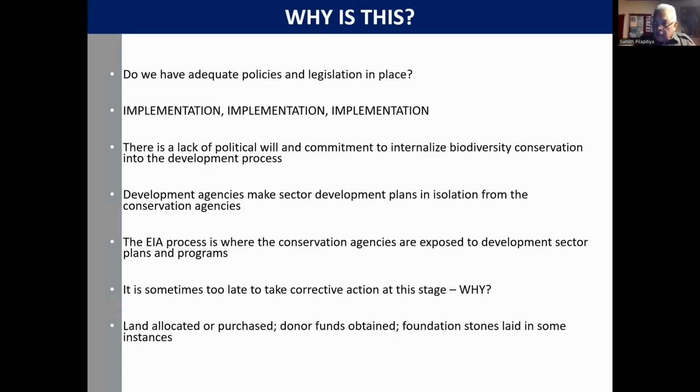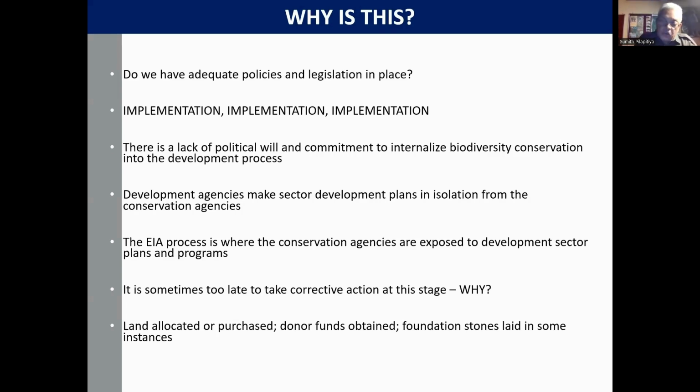Why is that? If it is a private project, the EIA process is much more stringent in Sri Lanka than for a government project. Unfortunately, the Central Environmental Authority is very weak when it comes to governance of government development projects. By the time the EIA is done, in most government development projects, the land has been allocated or purchased. Donor funds have been obtained for doing that project in this particular location. In some instances, presidents and prime ministers have gone and laid foundation stones when an EIA has not even been cleared.